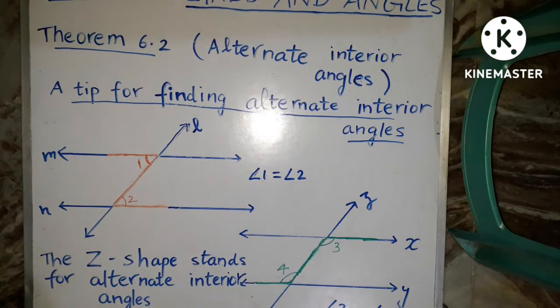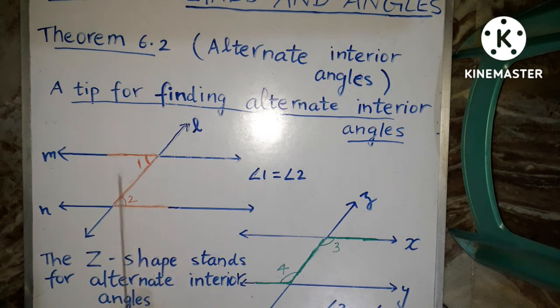There is an awesome tip for finding alternate interior angles. Here you can see line M is parallel to line N and this is transversal L. So the alternate interior angles will be equal. Angle 1 will be equal to angle 2. You can see that a Z shape is formed here.